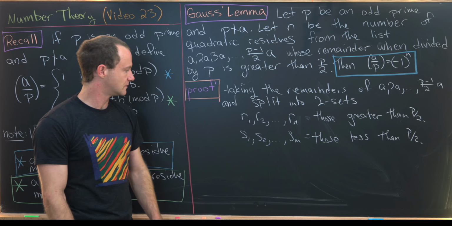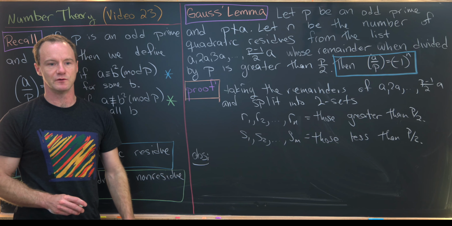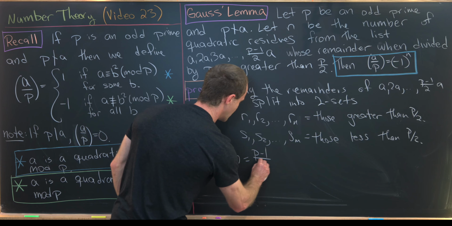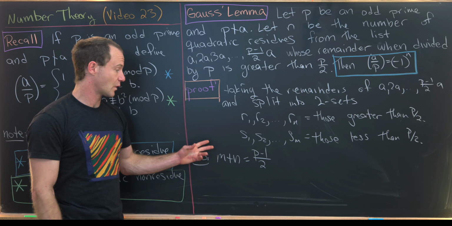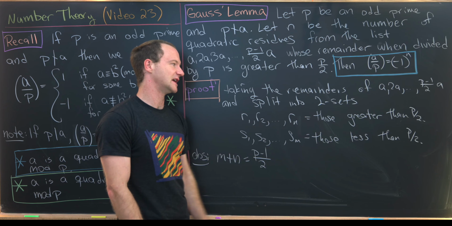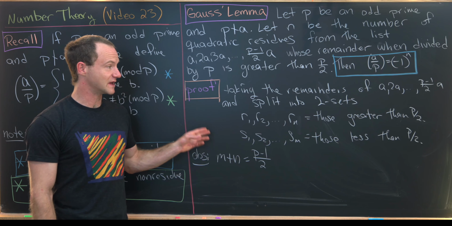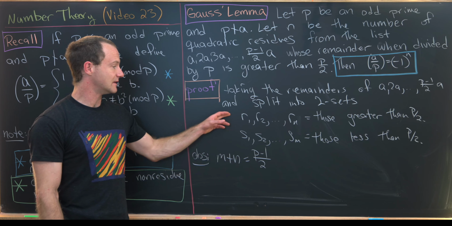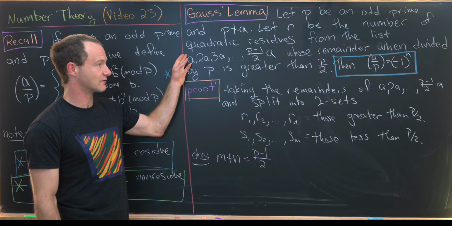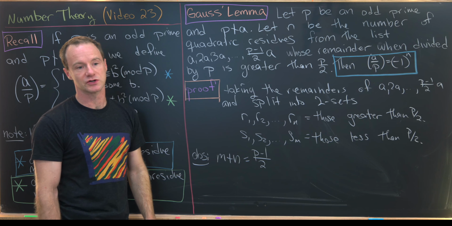Now notice that p is an odd prime, so it's impossible to have a remainder exactly equal to p over 2. Now let's make a couple of quick observations, which will be extremely helpful as we move forward in this proof. Notice that m plus n is equal to (p minus 1) over 2. Well, why is that? First of all, these two sets are disjoint. It's impossible for a remainder to be simultaneously greater than p over 2 and less than p over 2. And furthermore, because it's impossible to be equal to p over 2, these remainders must all be greater or less than. So we're getting this entire set right here. But how many elements are in this set? Well, it's pretty obvious that there are (p minus 1) over 2.